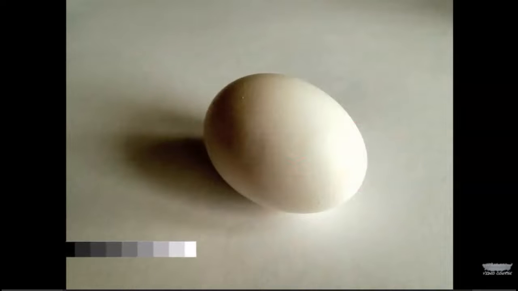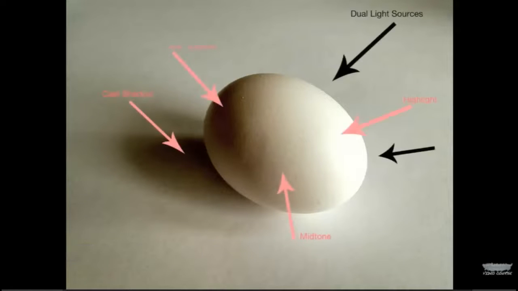Here's that same egg, this time with 2 light sources coming from the same side. Notice what happens to the cast shadow, the core shadows, and the highlights. We still see the highlight, we still see a midtone, and we still see a core shadow. But notice the cast shadow actually has 2 overlapping shadows. This is created because we have a dual light source.